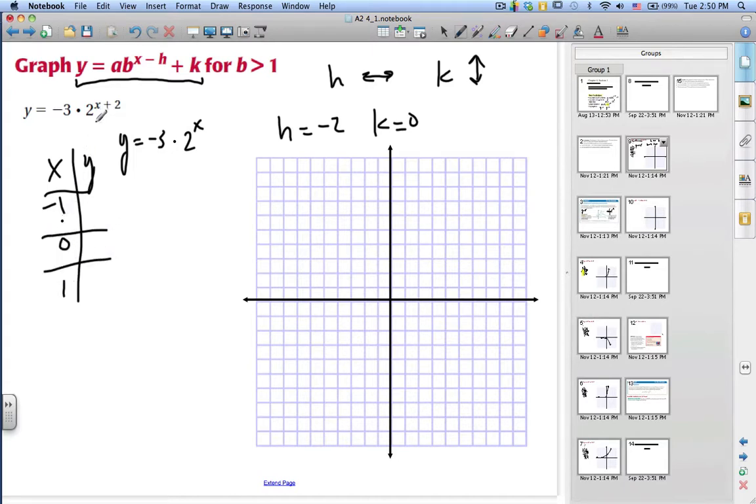2 to the negative 1 power is 1/2 times negative 3 is negative 3/2. 2 to the 0 power is 1 times negative 3 is negative 3. And 2 to the first power is 2 times negative 3 is negative 6. And I'm going to graph without h and k.